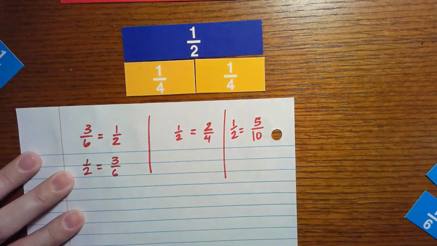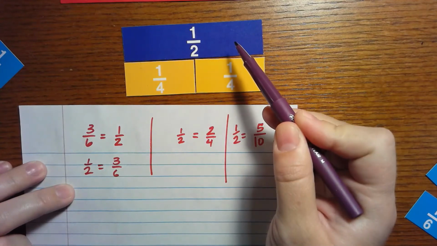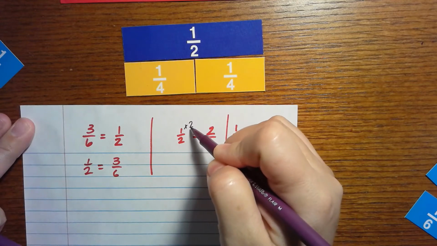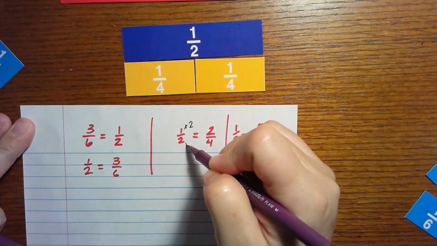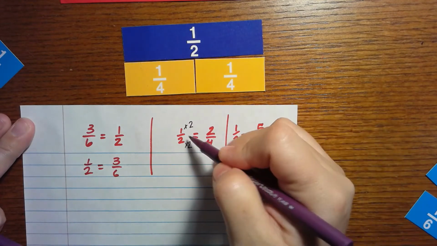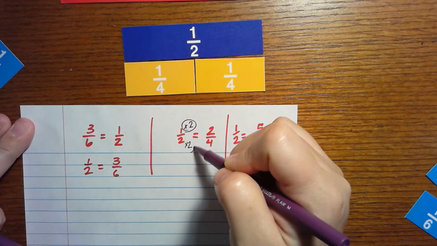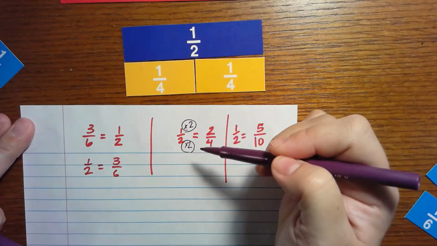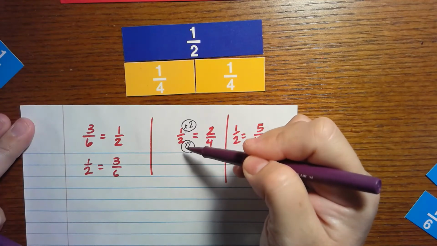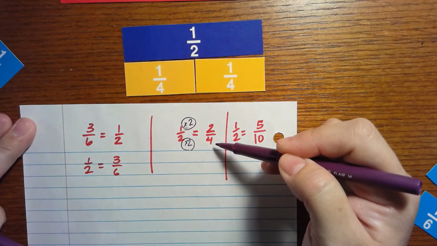And for me, when I start hearing groups, 2 groups of a fourth in a half, I start to think of multiplication. So today I want you to start to see that there's a multiplicative relationship. That's a big way of saying multiplying. And we can multiply numerators and denominators to find equivalent fractions.